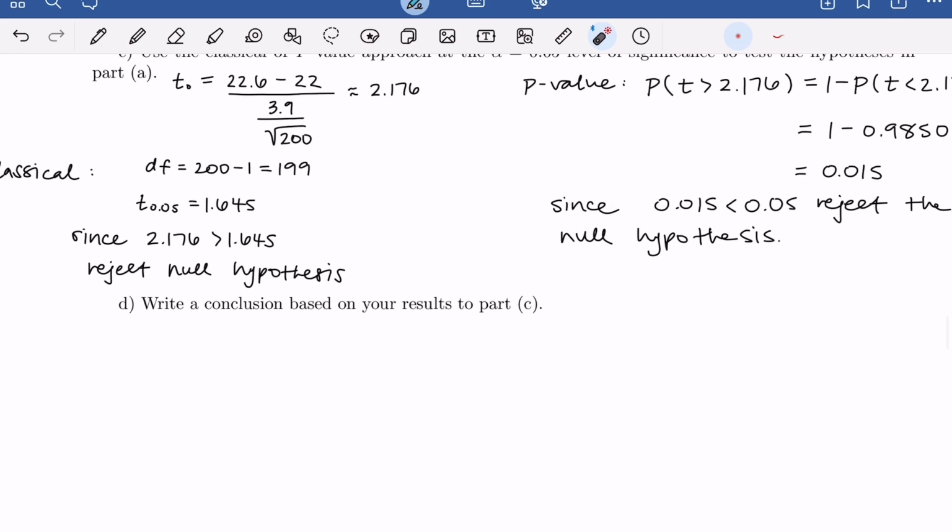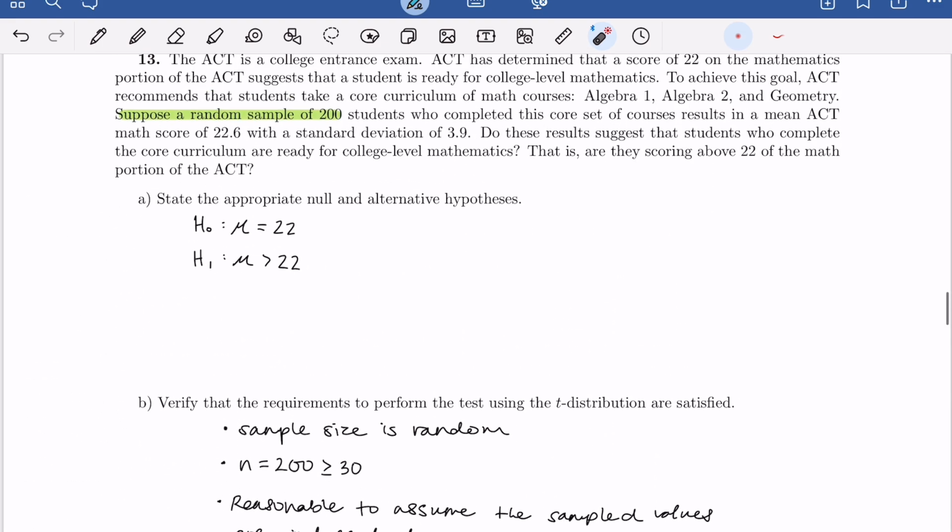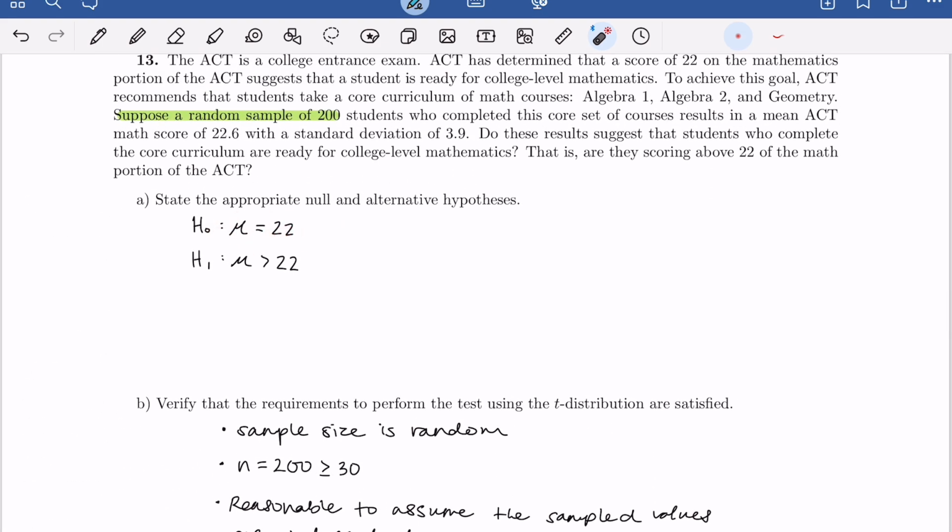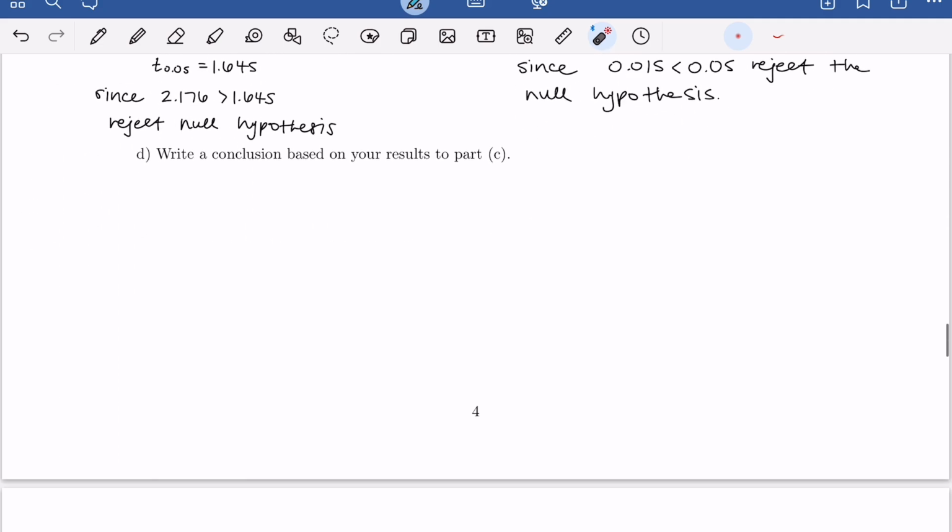All right, and then for part D, we want to write a conclusion based on the results that we just saw in part C. So in part C, we concluded in both approaches that we are going to reject the null hypothesis. Now, if you remember, the null hypothesis says that the mean for the math portion of the ACT is 22. So if we're rejecting this guy, that means we are concluding that the mean is actually greater than 22. So in other words, the results that we saw in part C suggest that there is sufficient evidence to conclude that students who complete this portion of the ACT are ready for college level mathematics. So I'll write a blurb for that here and that you can check in the solutions.